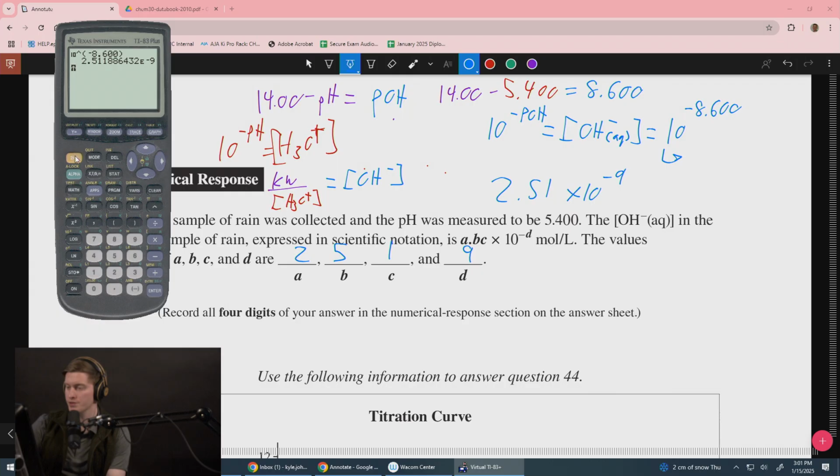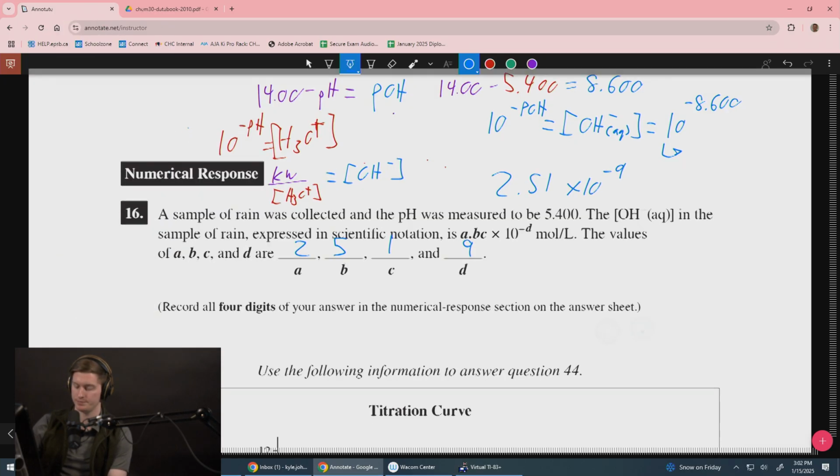So the first thing we're going to do is 10 to the negative pH, so 10 to the power of negative 5.4. There's our hydronium concentration, and then we're going to do Kw, which is going to be 1.0 times 10 to the negative 14 divided by our hydronium concentration. And you get hydroxide concentration, which gets you the same number, 2.51 times 10 to the negative 9. Either way of going about this question will get you the same answer.